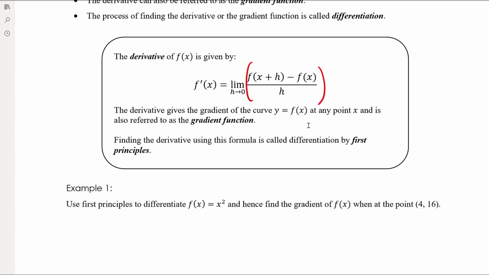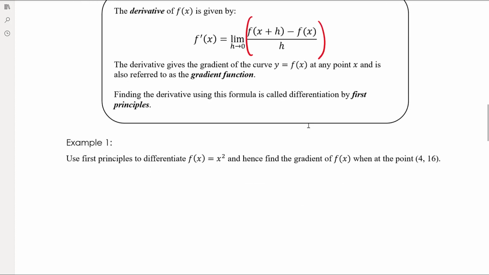But it is important that you understand this process, that you can execute this process, and that you know how to use it. Okay, so it is important to do this, and we're going to focus on this process, differentiating by first principles, for this lesson. Before next week we'll go into looking at how we can shortcut this process.